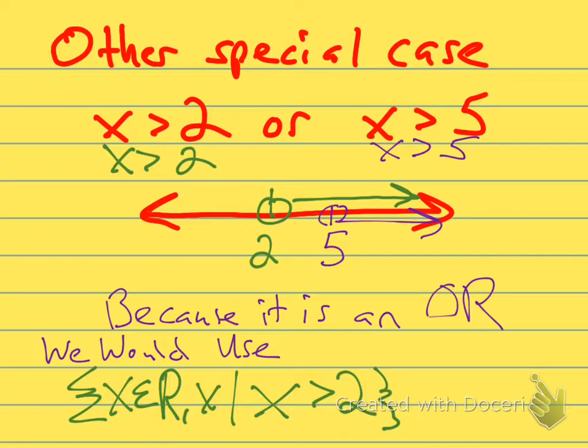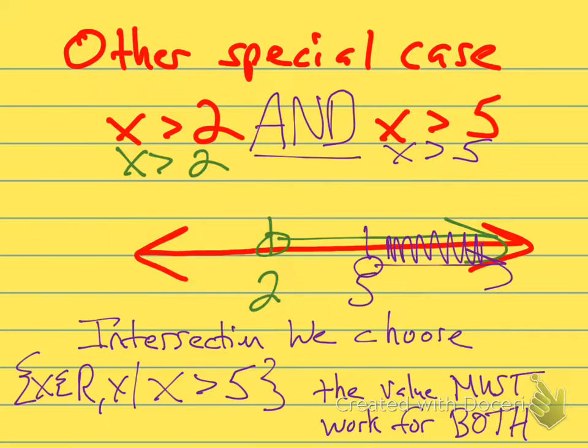Some other special cases that I want to draw to your attention. Look at this disjunction. This disjunction, x is greater than 2 or x is greater than 5. Because you want the solution set to include every possible solution, you're going to choose to use the x is greater than 2 for your solution set. Because if you choose x is greater than 2, you're going to already have covered the x is greater than 5. And remember, this is for union.